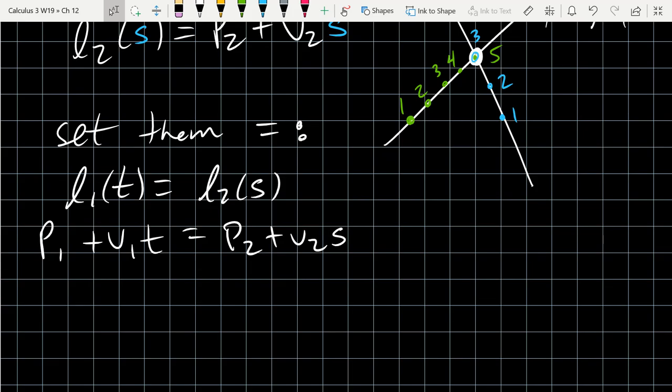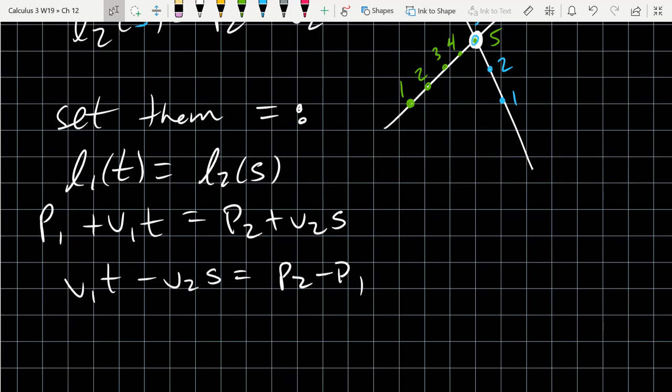One way to do that, you can get all your variables on one side, constants on the other. So that would be V1t minus V2s equals P2 minus P1, and then figure out the t and the s values from there. You're probably in three dimensions, I'm assuming, maybe two in that particular problem. If you're in three dimensions, there'll be x, y, z, so three equations. If you're in two dimensions, there'll be two equations. Either way, you should be able to use your algebra skills and figure out s and t.